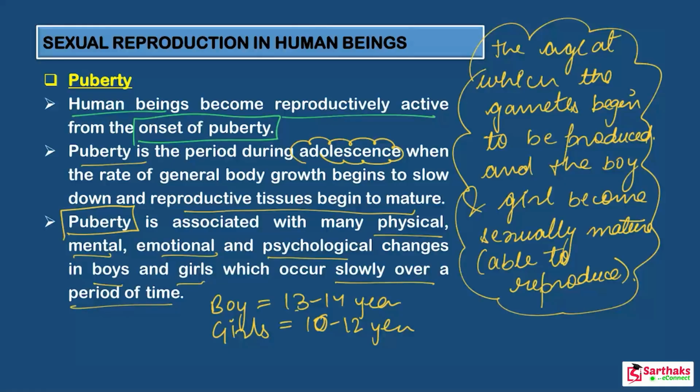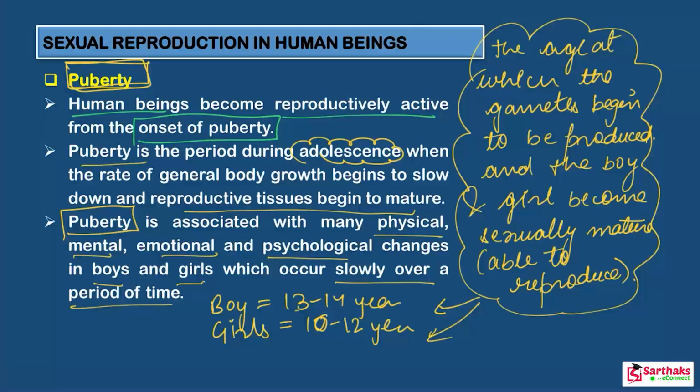Don't get confused, students. Just keep in mind that puberty is the formation of male gametes and female gametes, which occurs at this age in males and this age in females. That's all. After female gamete formation and male gamete formation, they are now able to reproduce.